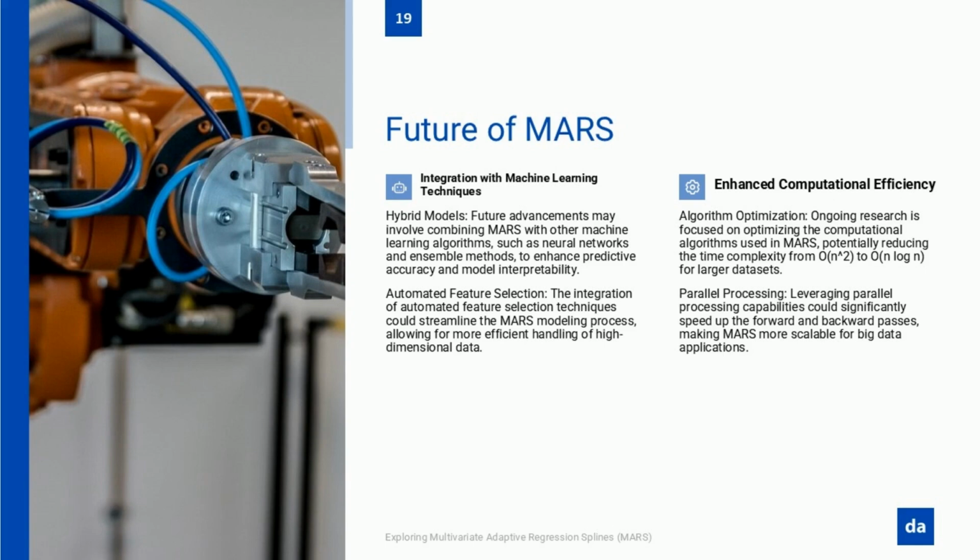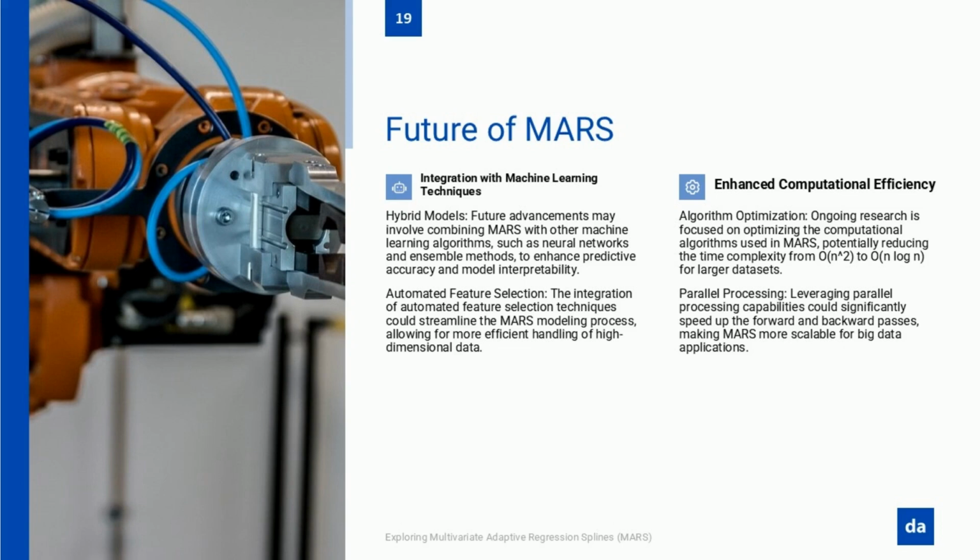Automated feature selection is another game changer. Currently, MARS still requires some manual tuning to optimize the number of basis functions and interaction depth. New advancements in auto-tuning techniques are making MARS even more efficient by dynamically selecting the most important predictors and automatically adjusting complexity levels based on cross-validation performance.